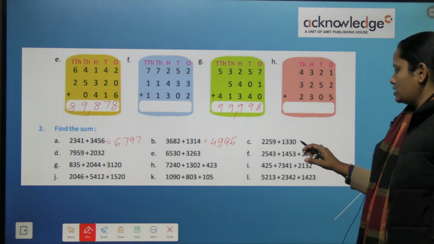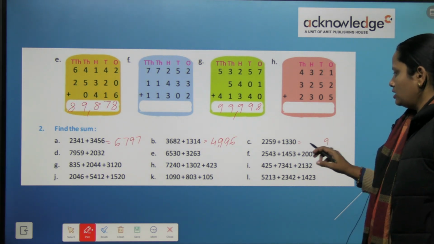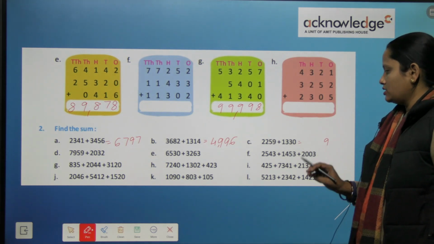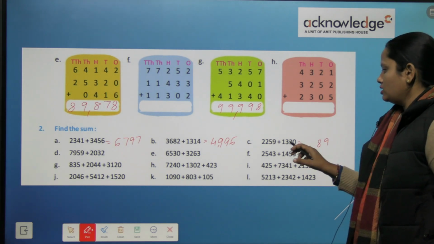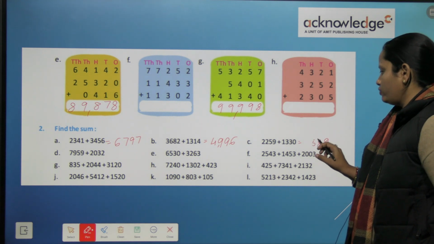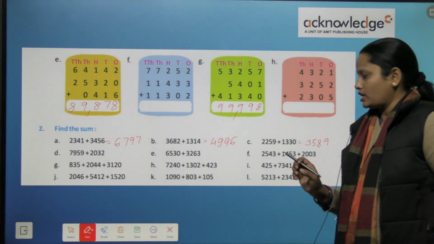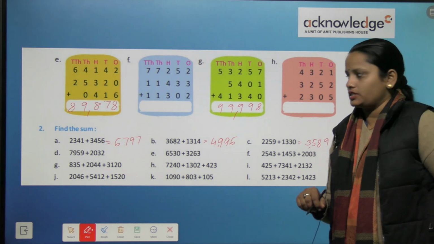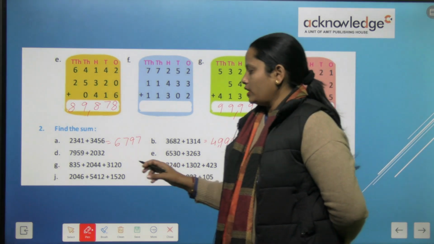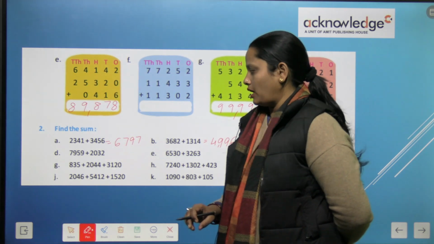Let's do this one. 0 plus 9 is 9. 5 plus 3 is 8. 3 plus 2 is 5 and 2 plus 1 is 3. So the answer is 3,589.